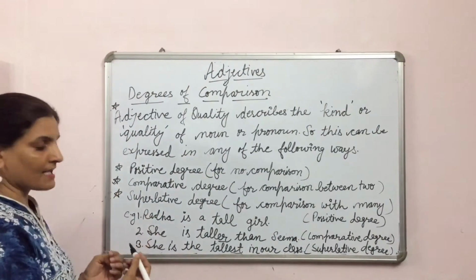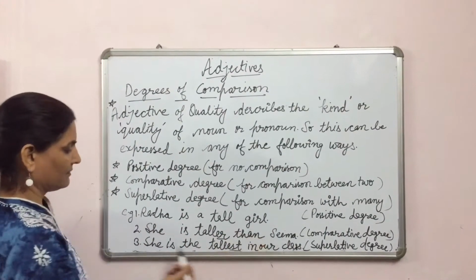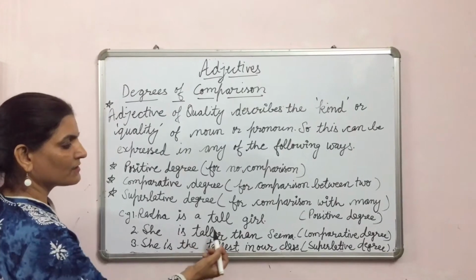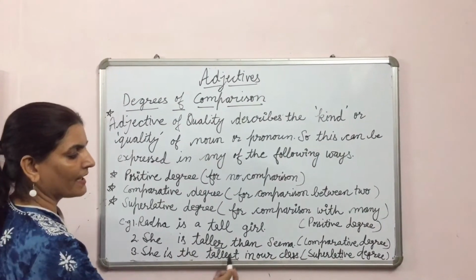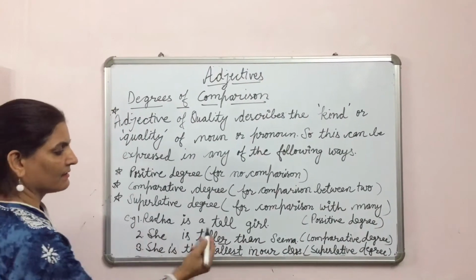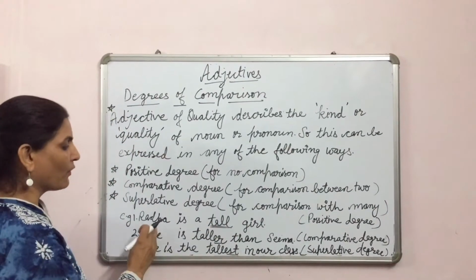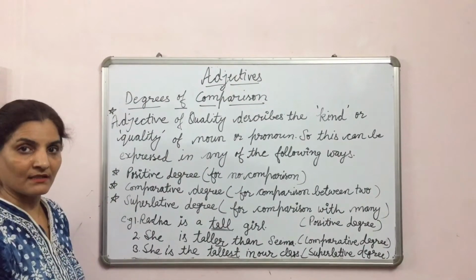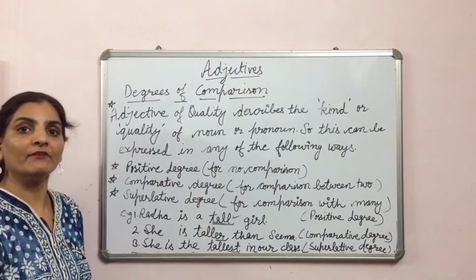Let us see the example. Radha is a tall girl. She is taller than Seema. She is the tallest in our class. In the first sentence, here tall is used because there is no comparison. So we have used here tall, and tall is positive degree.